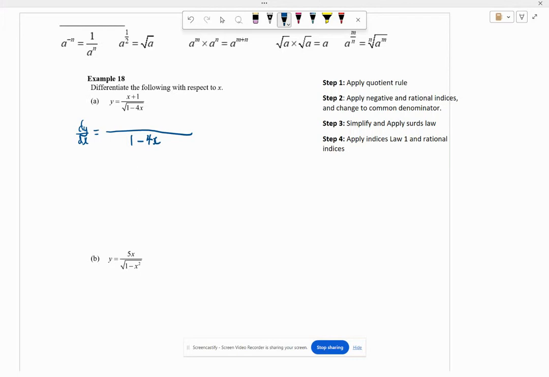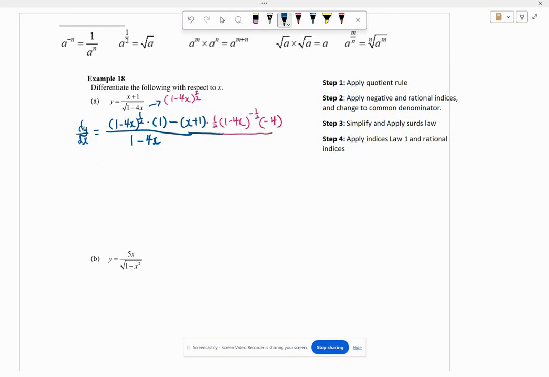Next, v, copy down the v, (1 minus 4x) to the power half, times du/dx, which is 1, minus u dv/dx. So we take a look at this one, this (1 minus 4x) to the power half. Apply du/dx times half, (1 minus 4x) to the power negative half. Differentiate inside the bracket, minus 4.